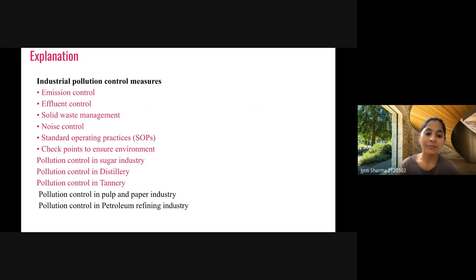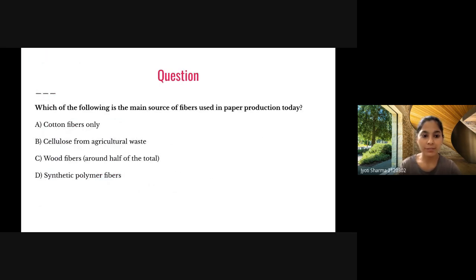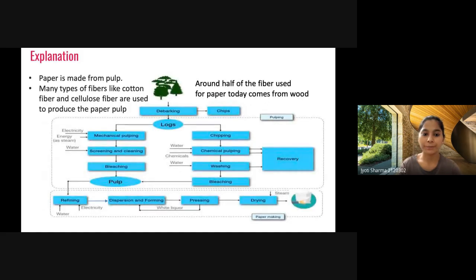Okay, so we have covered distilleries, tanneries, and then we have sludge and paper. I think I have 4 or 5 questions on that. And petroleum, I have one question. So, what is the source of fiber for paper production? And this is wood fiber. We already know that. We use plant-based fiber that can give you the paper production.